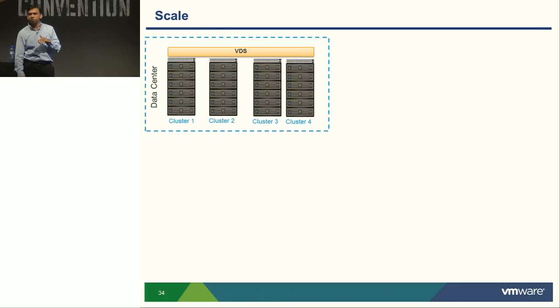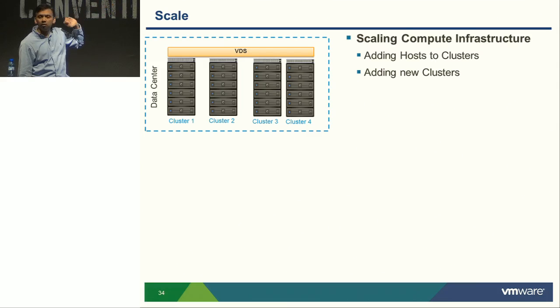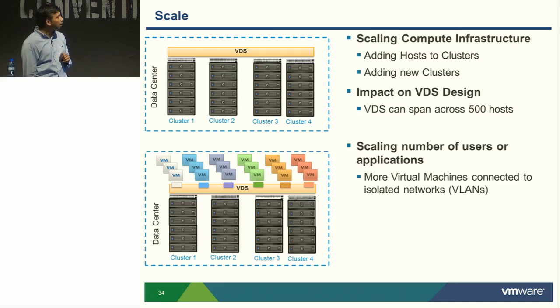We talked about that distributed switch supports 500 hosts across one distributed switch. So you can keep adding more clusters in your environment. If you reach 500 hosts and you want to add more, you can create another distributed switch and add other hosts on that particular distributed switch. So in terms of scale, you really don't lose anything when you go for the distributed switch. You can keep on expanding your environment.